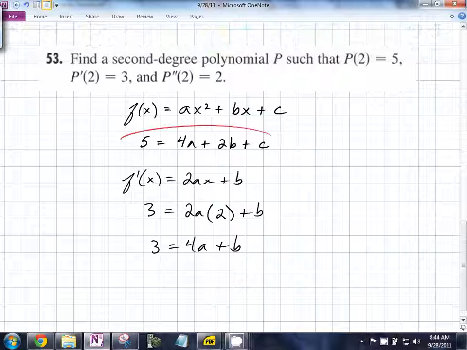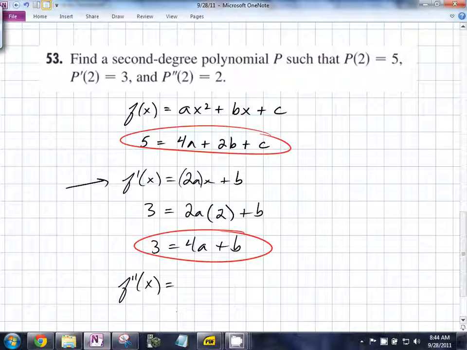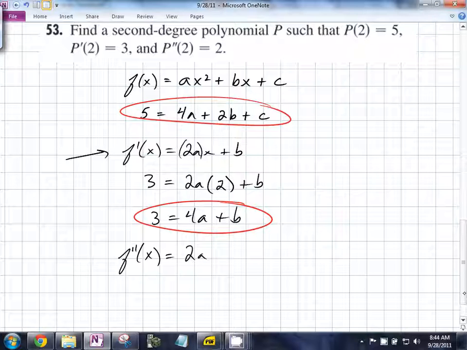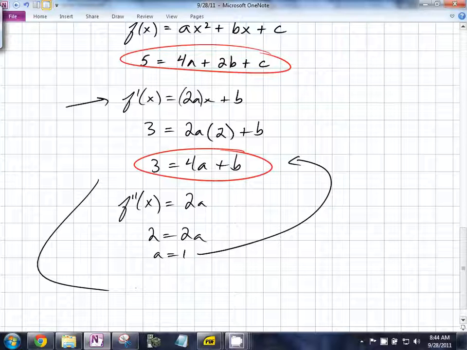It says p double prime of 2 is... What's f double prime, Tina? If this is f prime, what's f double prime? This is a constant. Oh, I'm sorry. 2a. 2a, yeah. And what does it say to you? It says that f double prime of 2 is 2. So 2 is equal to 2a. So what now can you get? What's a equal? 1. You plug it in up here and you end up with 3 equals 4 plus b. What's b equal to? -1.